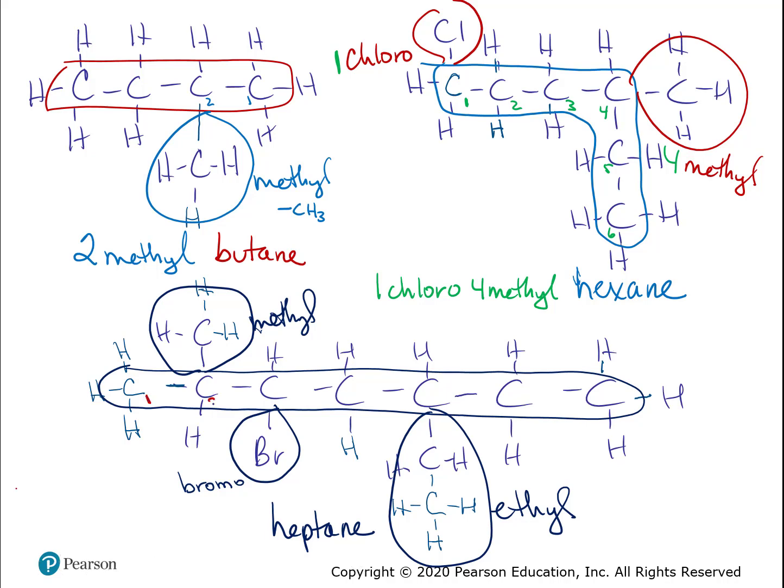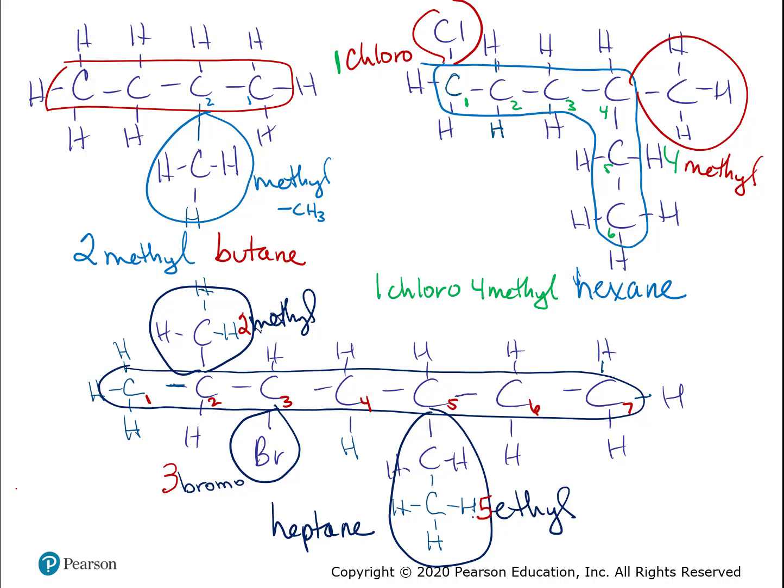So this is 1, 2, 3, 4, 5, 6, 7. So I number the heptane. So now my methyl is a 2 because it's hanging off of carbon 2. My bromo is a 3, not a 2. My bromo is a 3, and my ethyl is a 5. So that number is just telling me which carbon it's hanging off of.